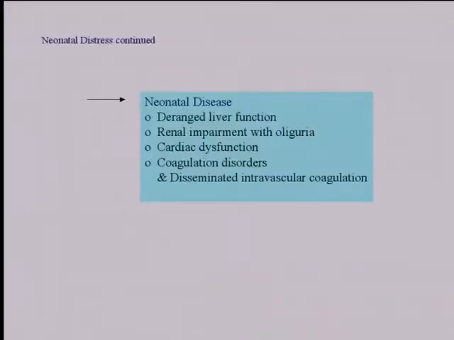Then, please do not forget, asphyxia does not only affect the brain, it also affects the liver. That's why you look at deranged liver function. It affects the kidney. That's why you look at renal impairment, particularly oliguria, rising creatinine. It also affects the myocardium. You look at cardiac function and coagulation disorders. In particular, it is very important to evaluate whether there is disseminated intravascular coagulation.